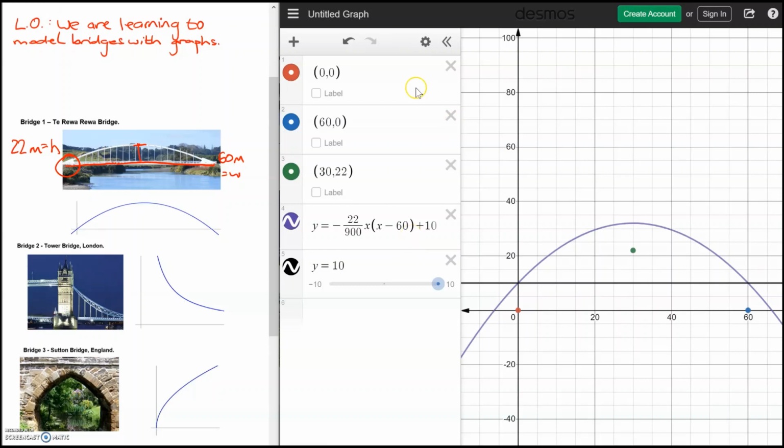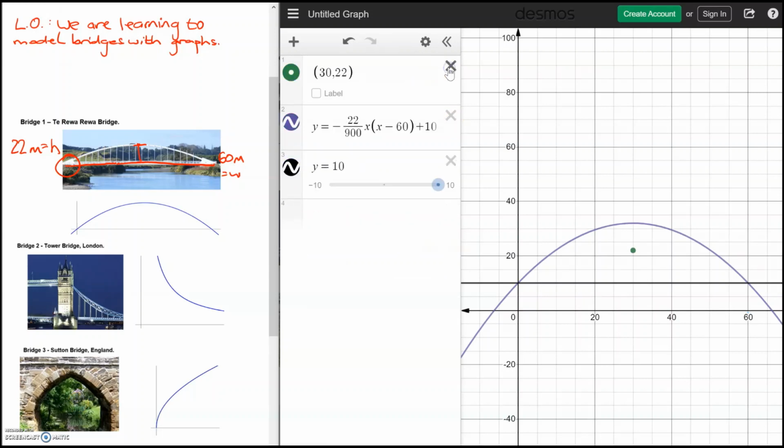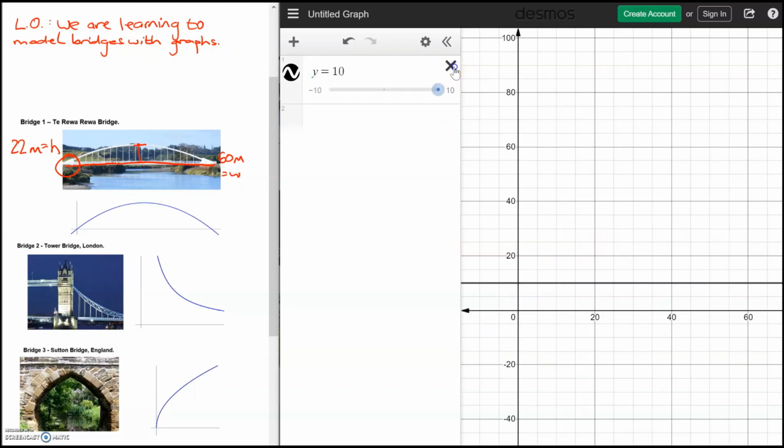Our next bridge, we've got the London Tower, and I'm just going to make up some numbers just to support our case. So the end of this tower, we're going to assume that that's 10 meters off the ground. And at its highest point, we're going to assume that is 80 meters. And we're going to try to model this portion of the London Tower.